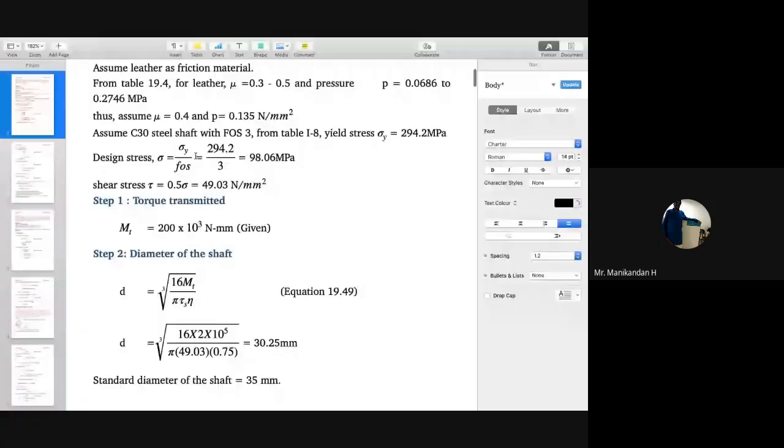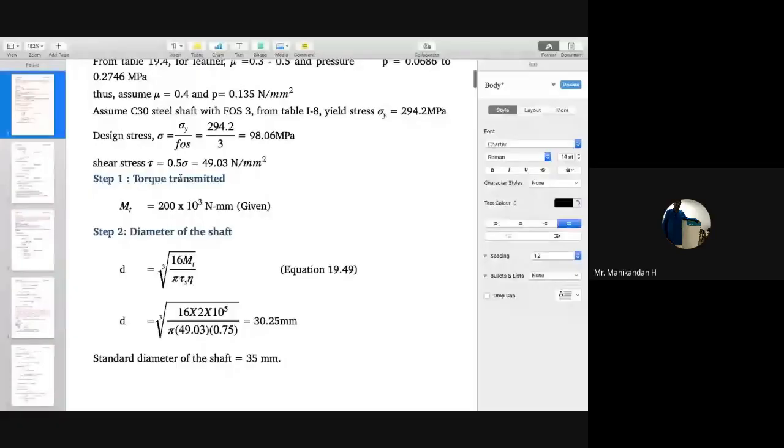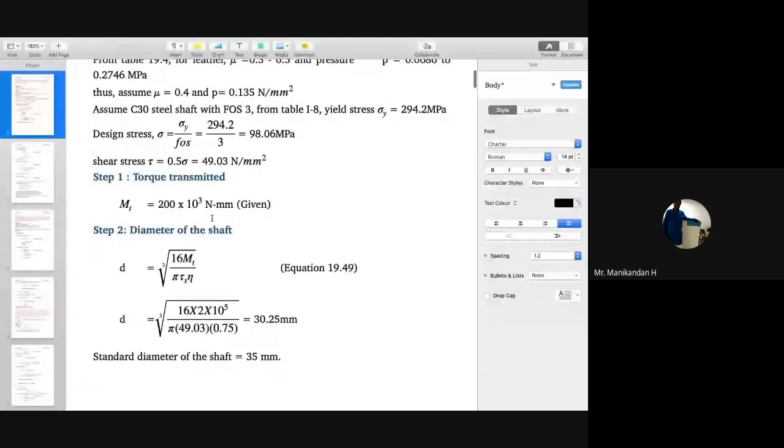Any doubt till this? Fine. Step number 1 is torque transmitted. Here torque is given, so we need not calculate the value again. I'm just writing the same value: torque is equal to 200 into 10 power 3 Newton millimeter.